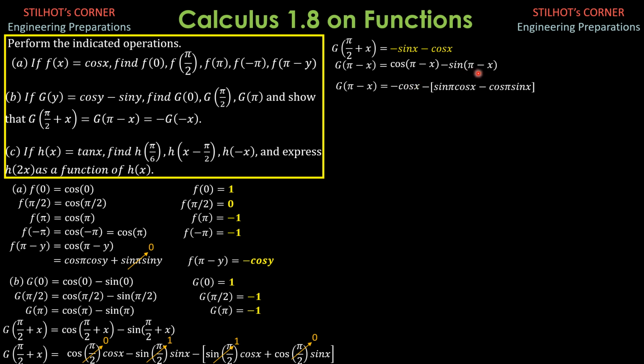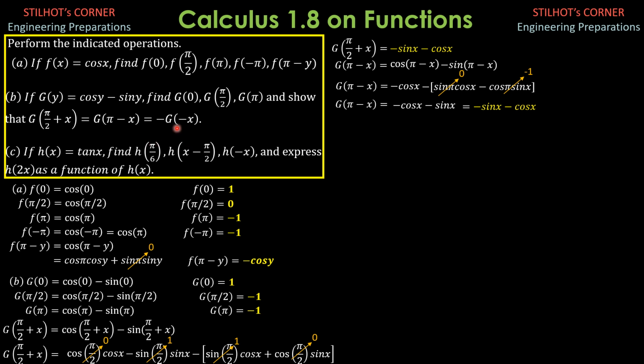While sine of quantity pi minus x, so minus sine pi cosine x minus cosine pi sine x. Remember, sine pi is 0, cosine pi is negative 1. So negative of negative 1 is positive 1 sine x. So this is positive sine x. Negative of sine x is negative sine x. Therefore, g of pi minus x is negative cosine x minus sine x, which is the same as above, which is negative sine x minus cosine x.